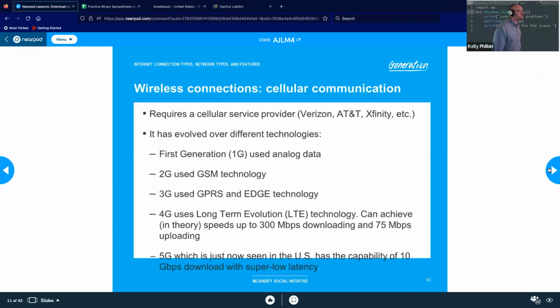All right, cellular. This has evolved quite a bit over time. And the G's you see on the end have nothing to do with the actual speed. It actually stands for generation. And we're talking about generation. We're looking at specific technologies to be in place for it to be considered first, second, third, fourth, and fifth generation. First generation used analog data.